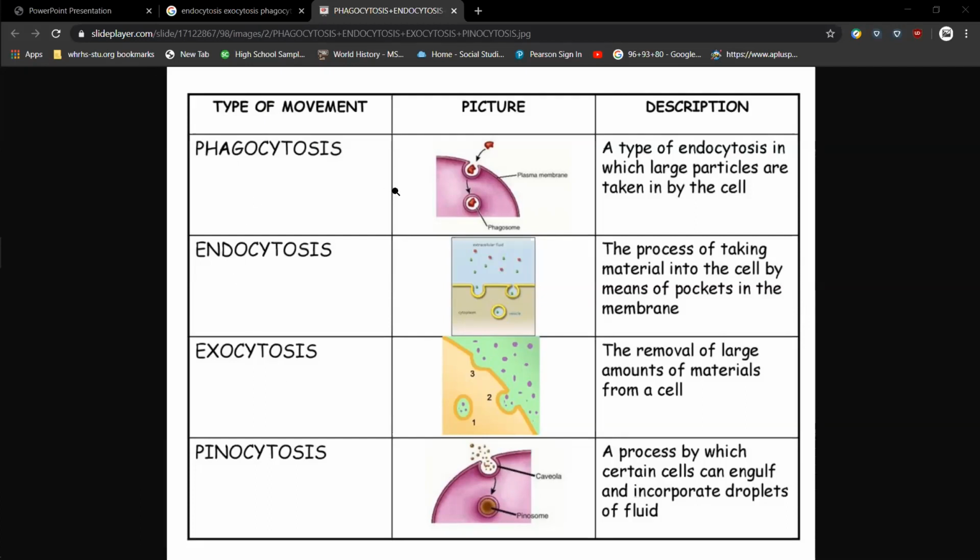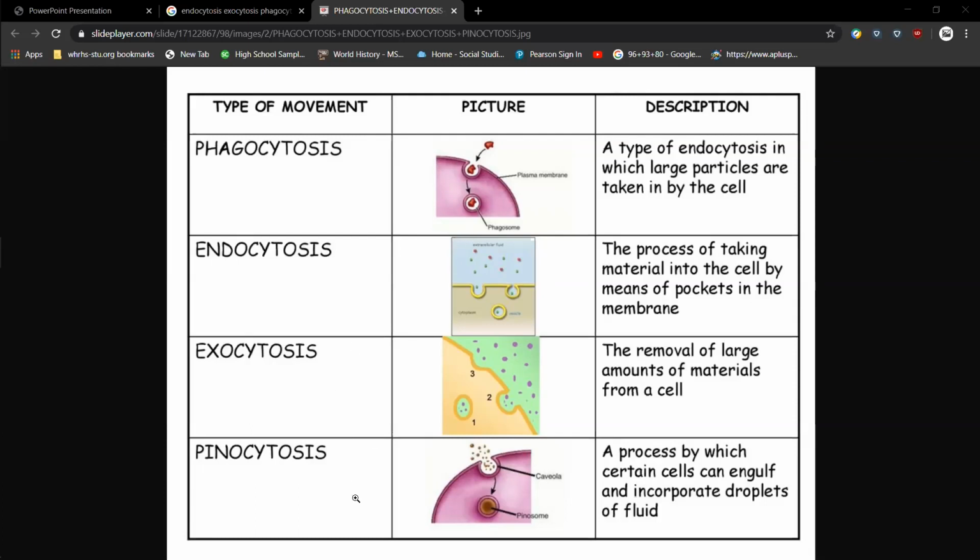The other type is phagocytosis. And remember how I said that immune cells can take in a bacteria through endocytosis? Well, if the bacteria cells are especially large, they're going to use phagocytosis. And phago, P-H-A-G-O, in Greek means to eat. So they're literally eating cells. So it's just a type of endocytosis, but they're taking up much, much larger molecules.